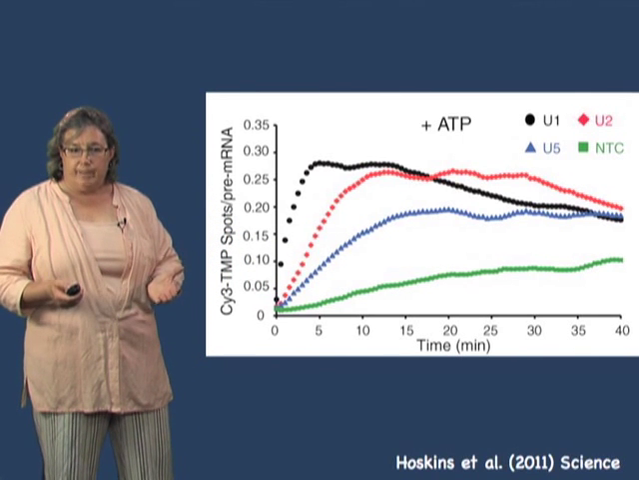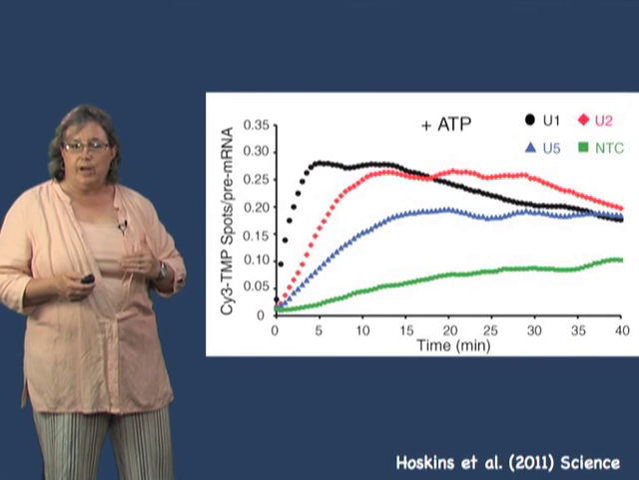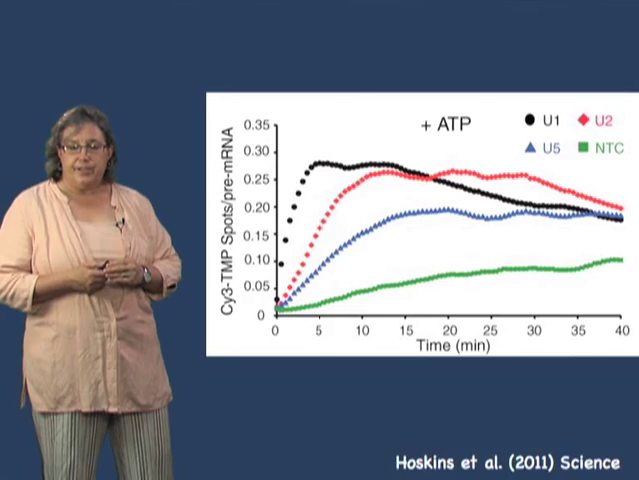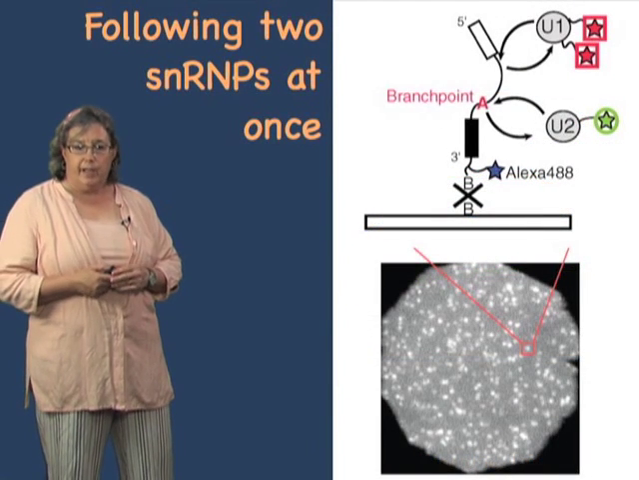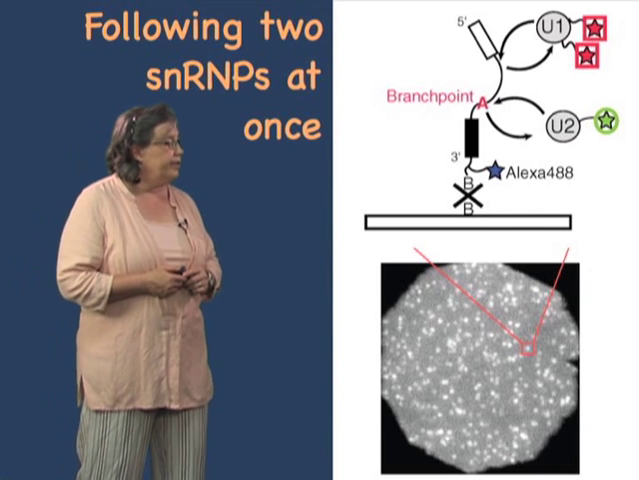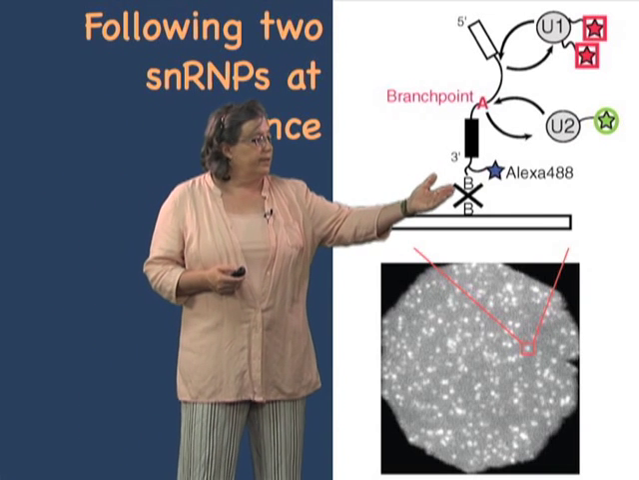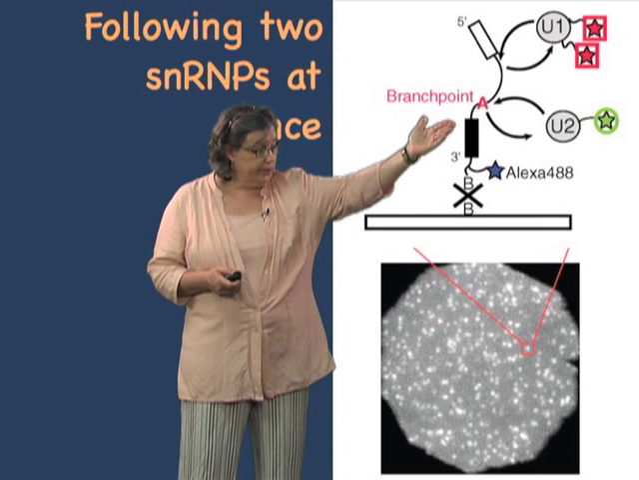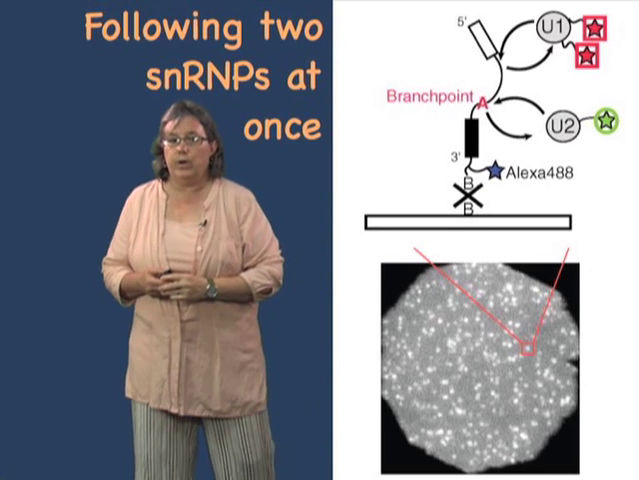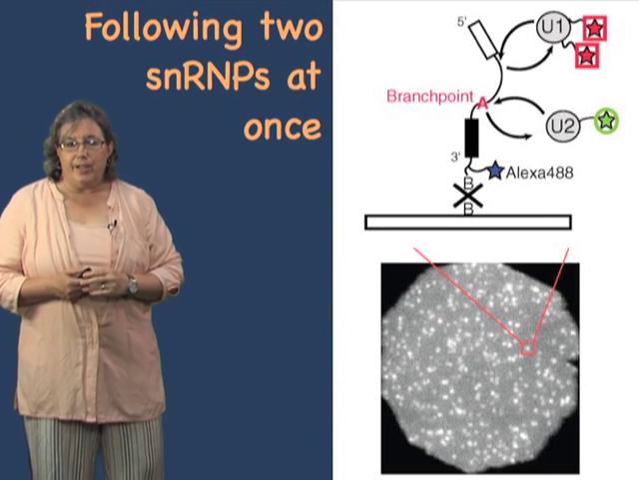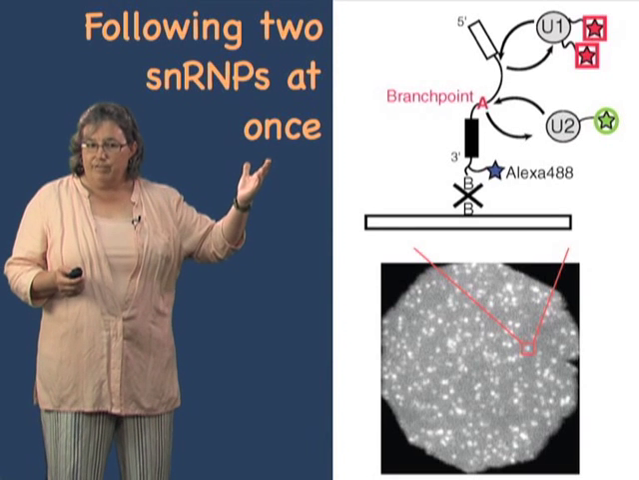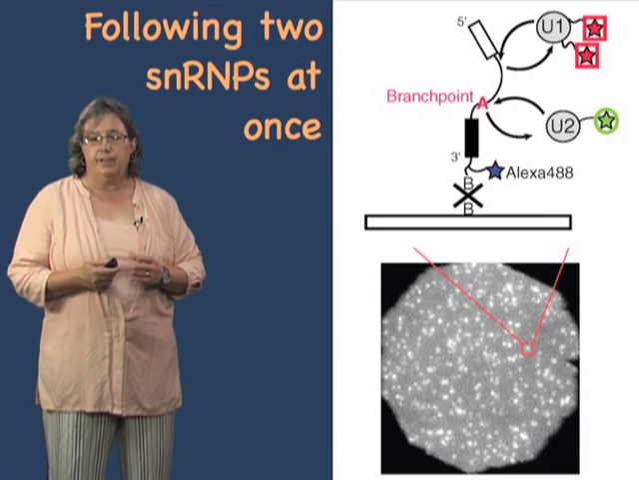And it's consistent with that, but it doesn't actually tell us that for any one molecule the spliceosome assembly was ordered. But we can test that directly with our single molecule methods simply by following 2 SNRPs at once. So now we're going to do 3 color experiments. One color on the pre-mRNA, one color on, in this case, U2 SNRP, and another color on U1. In the same experiment, by watching these SNRPs simultaneously, we can see: does U1 come first or does U2 come first?